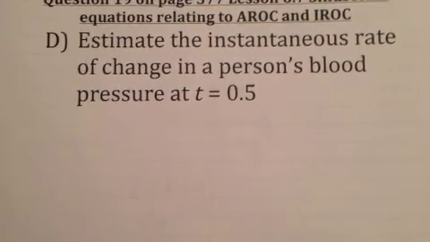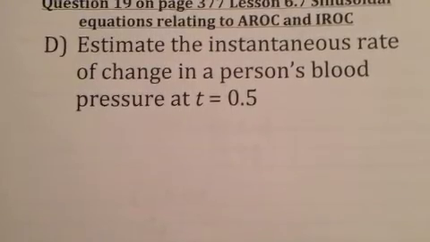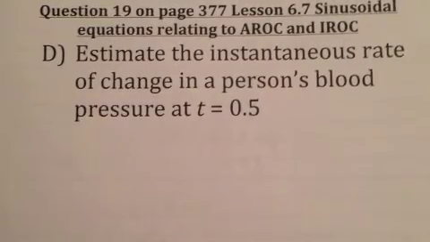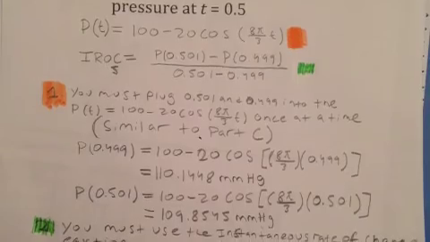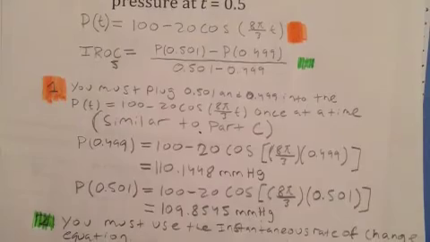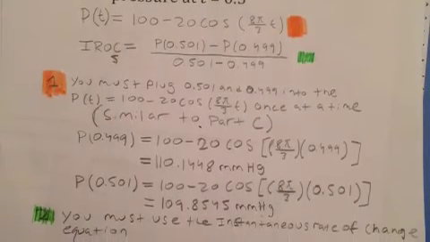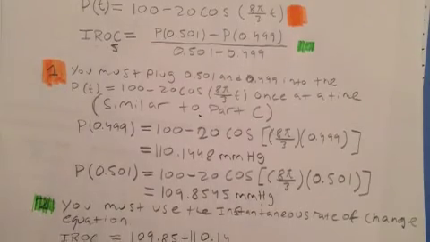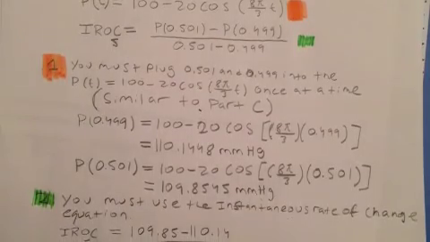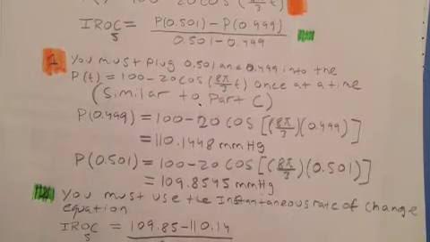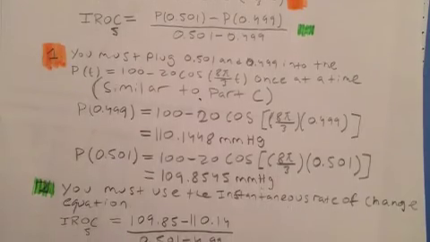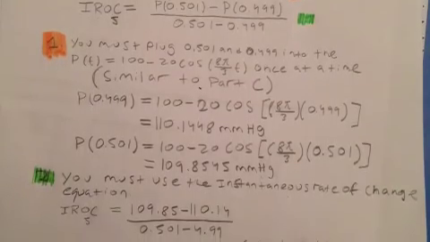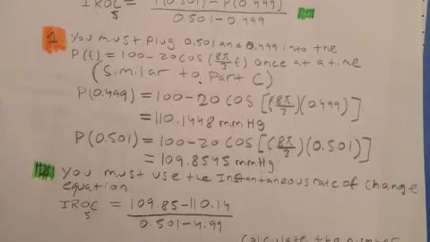Part D. Estimate the instantaneous rate of change in a person's blood pressure at t equals 0.5. For this question, you must use the blood pressure equation and the IROC equation. First, you must plug 0.501 and 0.499 into the blood pressure equation, one at a time, similar to Part C. To find the blood pressure of each value, you must simply plug it into your calculator.